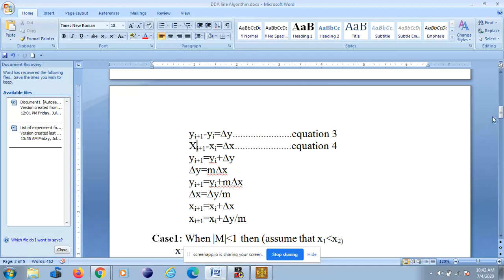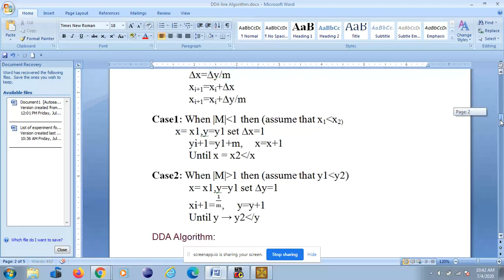Now there are two cases. If the value of slope is less than 1, then x equal to x1 and y equal to y1, and del x, the difference of the x coordinate value, equal to 1, and yi plus 1 equal to yi plus m, and x equal to x plus 1.